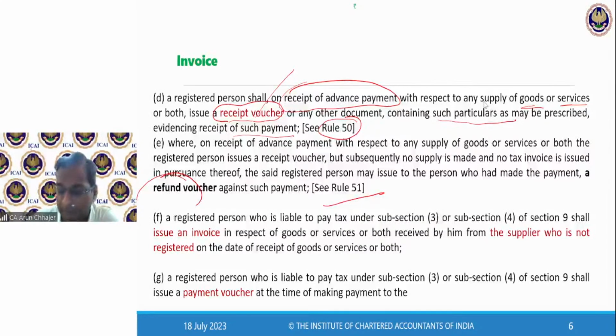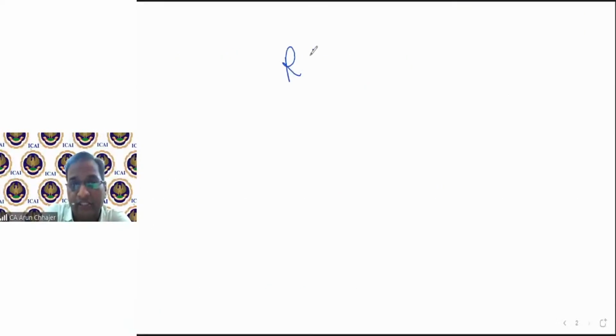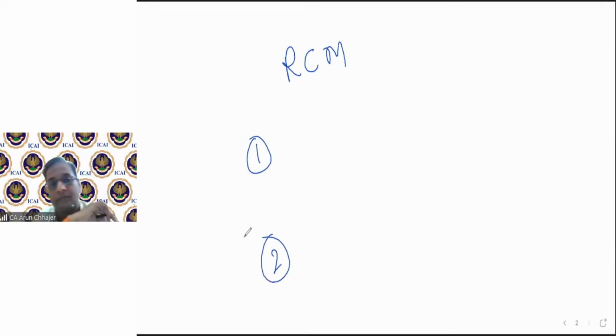Now, in case of the reverse charge, we need to issue two documents. Can you please tell me, in case of the reverse charge, which document is required to be issued by the recipient? There are two documents which are applicable in case of RCM. Can you please tell me which documents are to be issued in a reverse charge transaction?